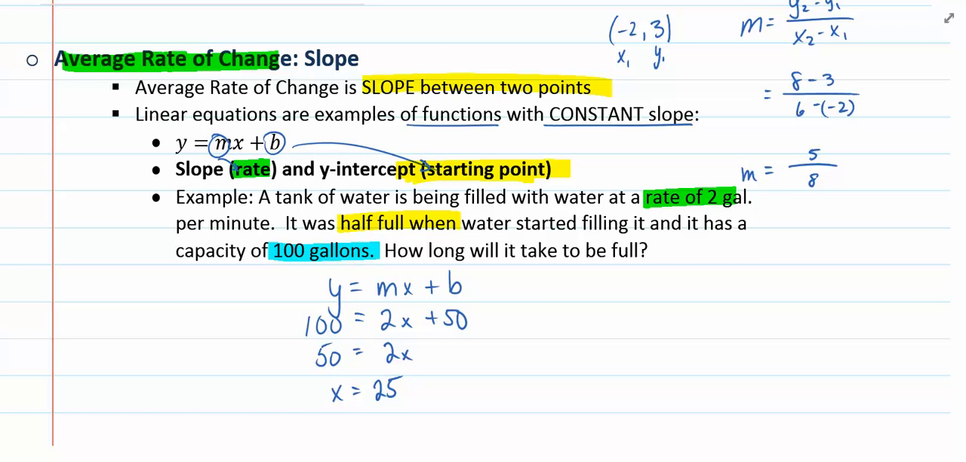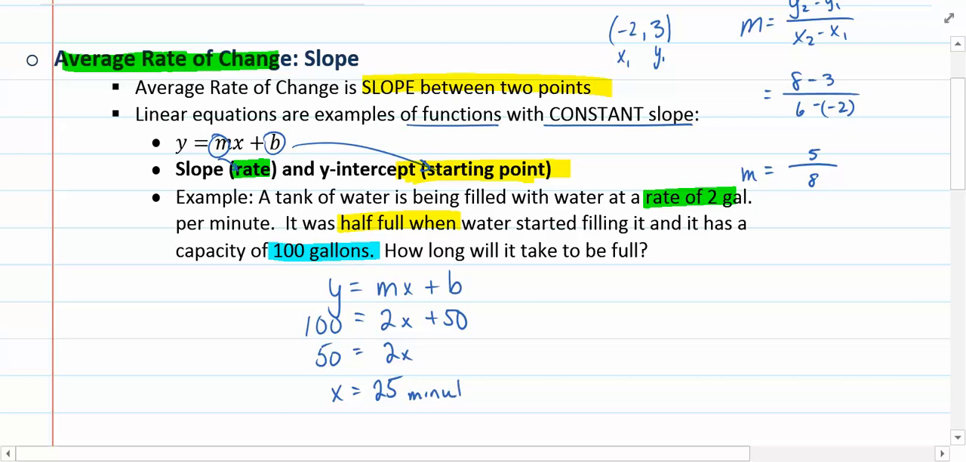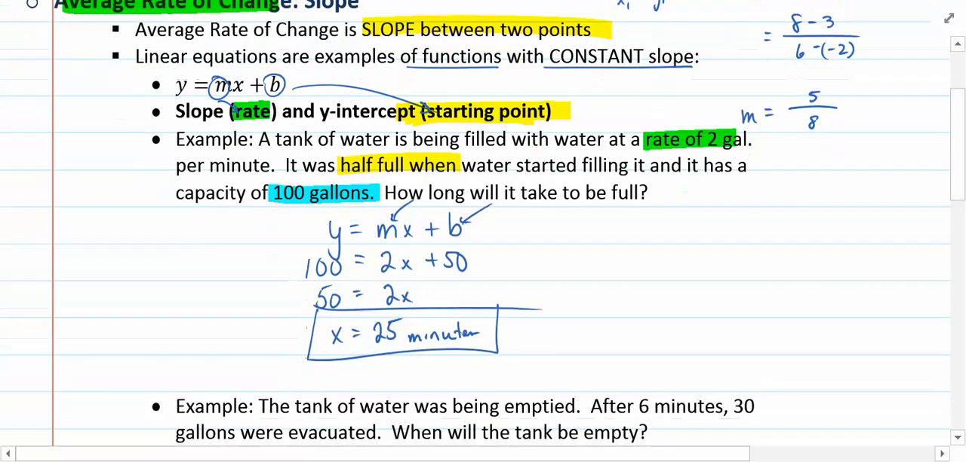Now, in terms of our units, we were talking about 100 gallons is equal to 2 gallons per minute times x plus 50 gallons. This x value is the length that it would take to be full. So when we're talking about a length of time, this is 25 minutes. It takes 25 minutes to go from 50 gallons to 100 gallons. And we got that by using the slope and the intercept of this equation.